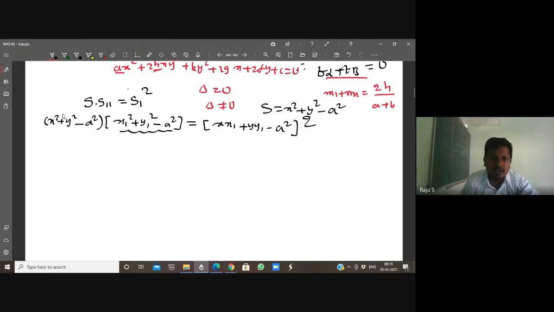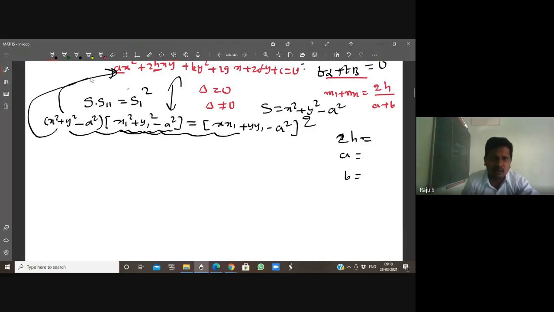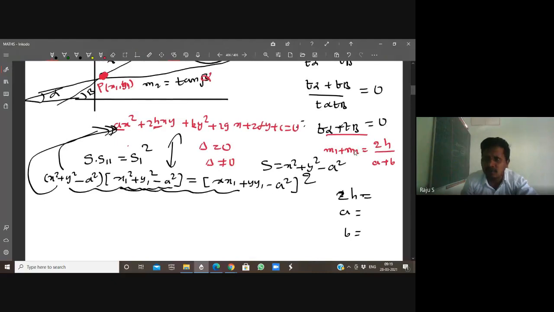We are going to get an equation like this, a second degree equation here. So find the 2h value, find the a value, find the b value. Compare: first simplify this equation. We are going to get the equation in this form. Comparing both, you will get the a value, b value, 2h value. Substitute all the values here, because tan alpha plus tan beta is equal to 0.